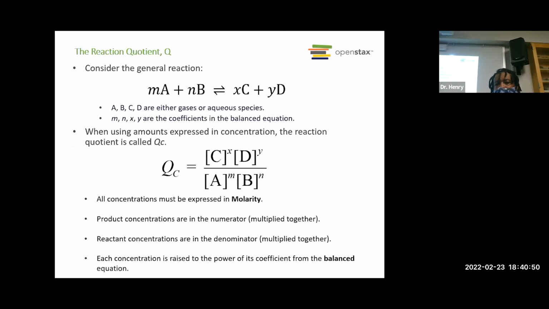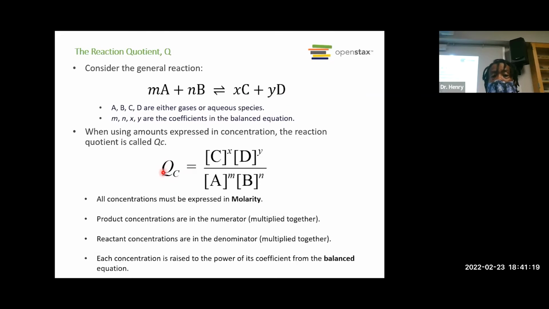So how do we do these calculations? This is called the quotient. QC represents the quotient for concentration. Now, the way that the quotient is defined is based upon a chemical equation, right? So we have our coefficients. M represents the coefficient for A, N represents the coefficient for B, X represents the coefficient for C, and Y represents the coefficient for D.